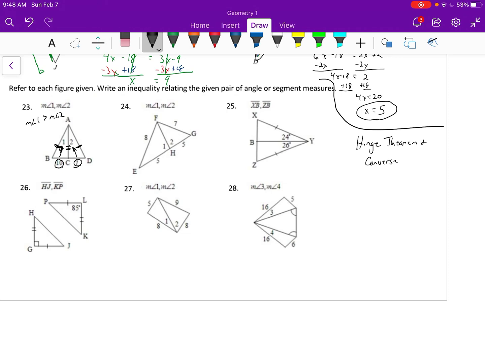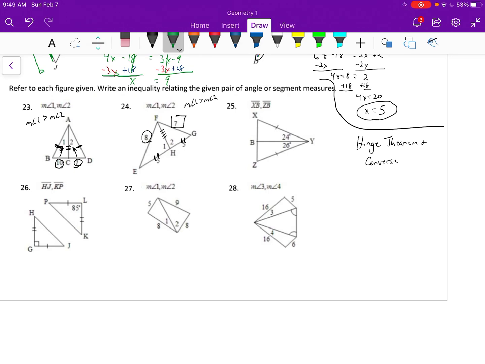Next, same idea. Because we know two sides, so 5 is congruent to 5. FH is congruent to itself, and then we see that 8 is greater than 7. So once again, angle 1 will be greater than measure of angle 2. It won't always turn out that way, but so far it has.